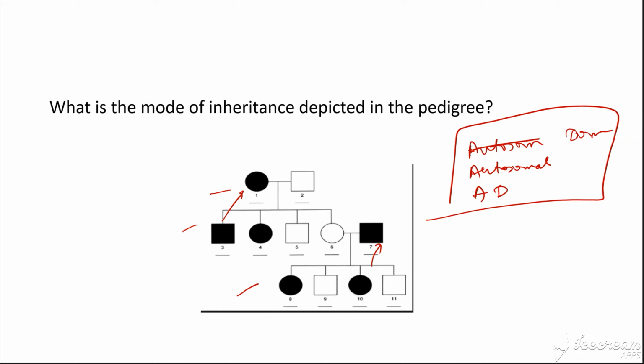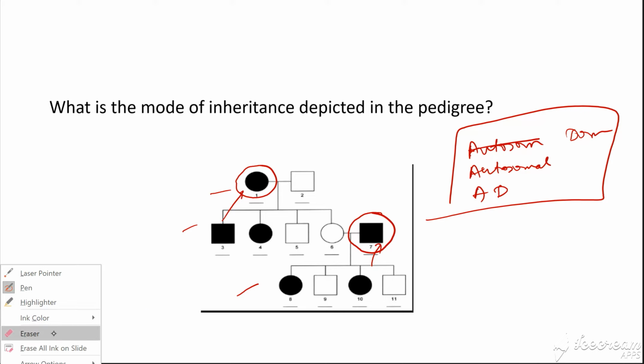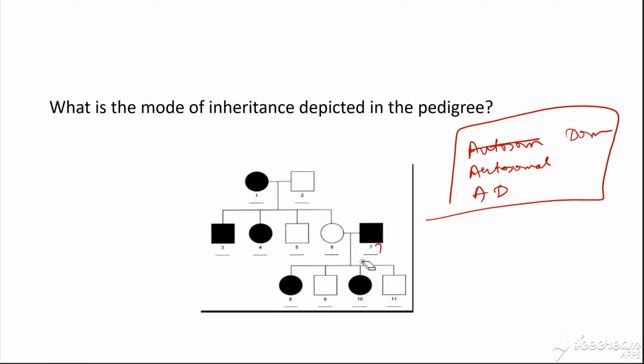Now we are not going to stop with this. We are going to see if there is any special mode of transmission. Here both males and females are transmitting the disease. So this female is transmitting the disease. This male is also transmitting the disease. Is there anything else specific in this pedigree? Yes, there is something specific in this pedigree.